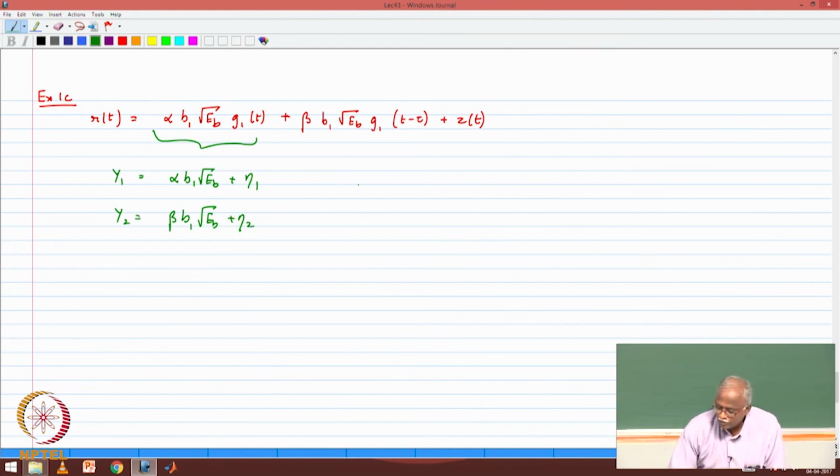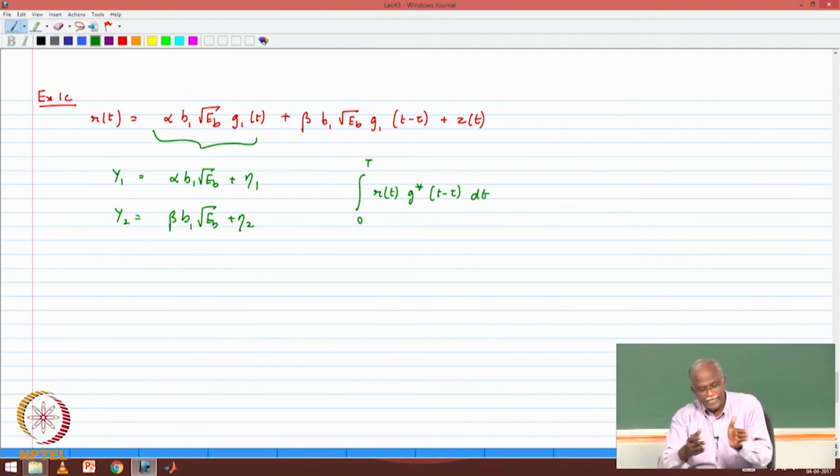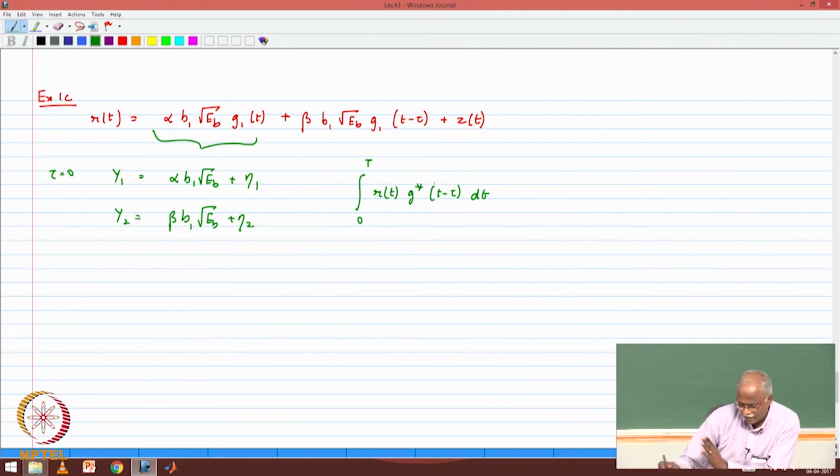So this comes out when you do integral 0 to T r(t) g*(t minus tau) dt. Basically if you slide your correlation instead of just aligning it, the first time you got y1 with tau equal to 0, and this one with a shift of the correlating waveform, at a value of tau. So you got these two, now two copies of the data that you are trying to detect.